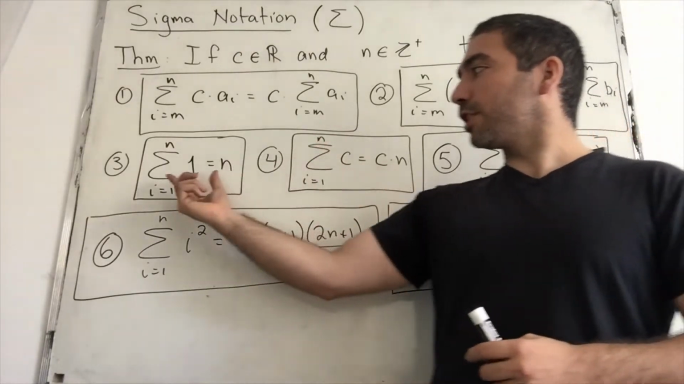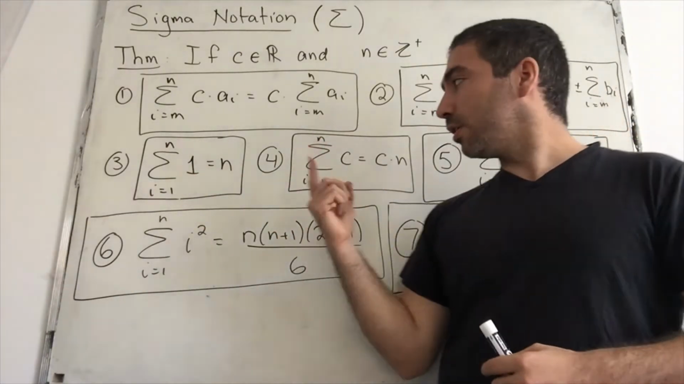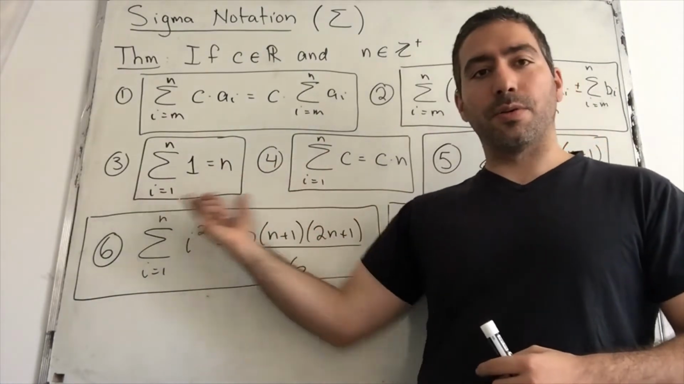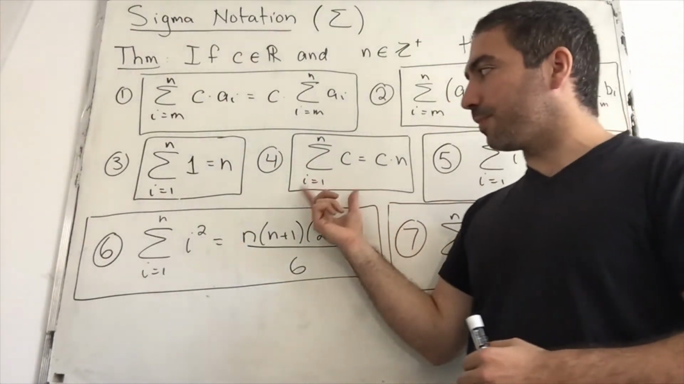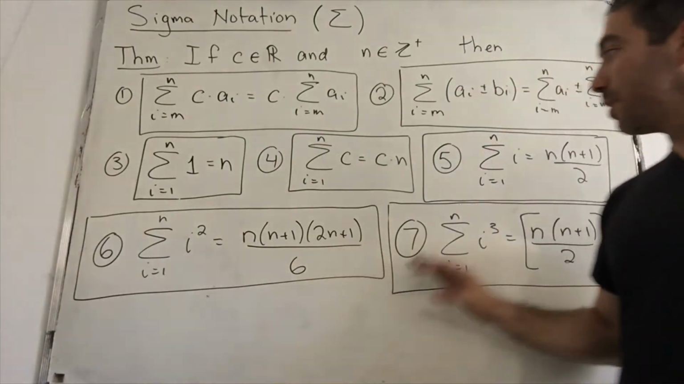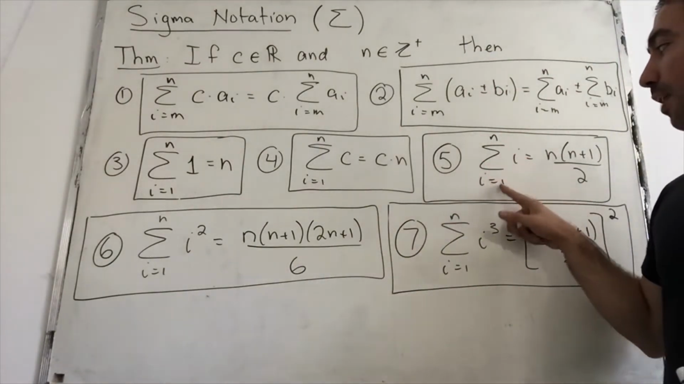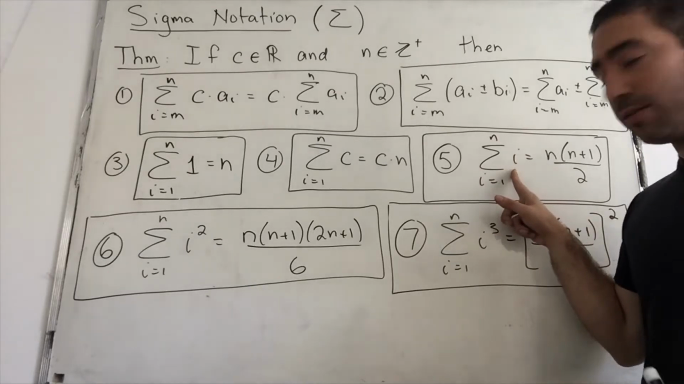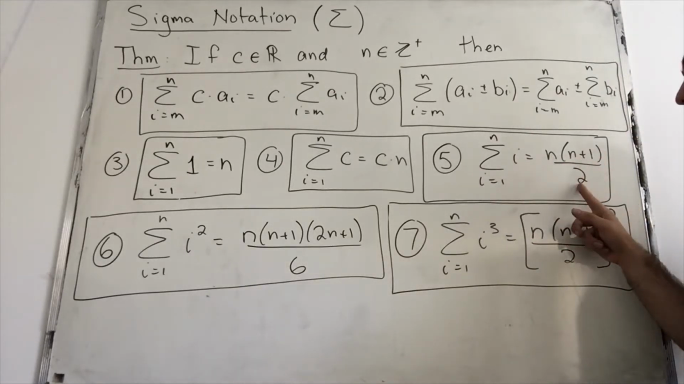Okay. This is just a special case where the constant is 1. So if c is 1, 3 and 4 are identical. So just memorize 4, that's good enough. The 5th, 6th, and 7th, you definitely have to know these. The 5th one is saying that the sum from 1 to n, notice that we have an i now, is equal to n times n plus 1 divided by 2.